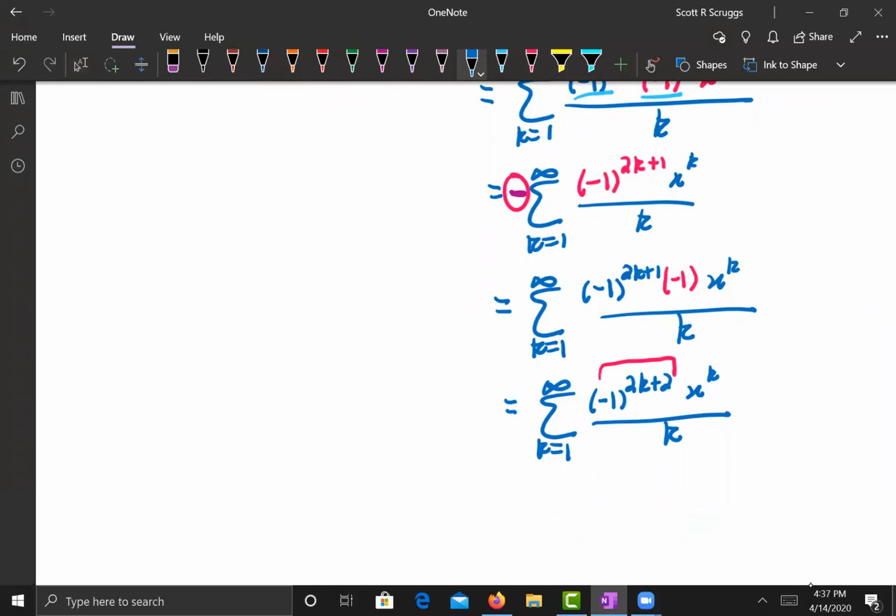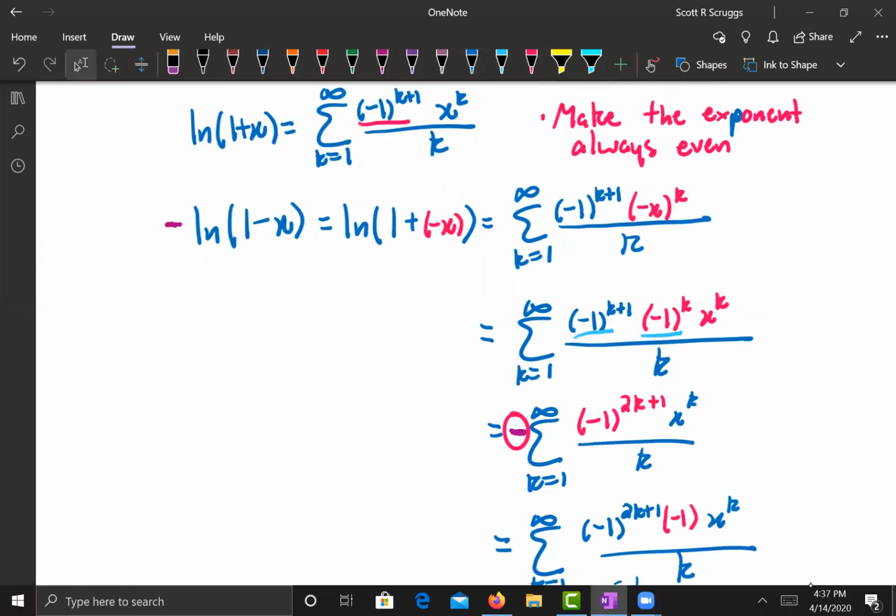And this will always equal 1, meaning I now have the sum as k goes from 1 to infinity of x to the k over k, which means I now identify what g is. g is the function negative natural log of 1 minus x.